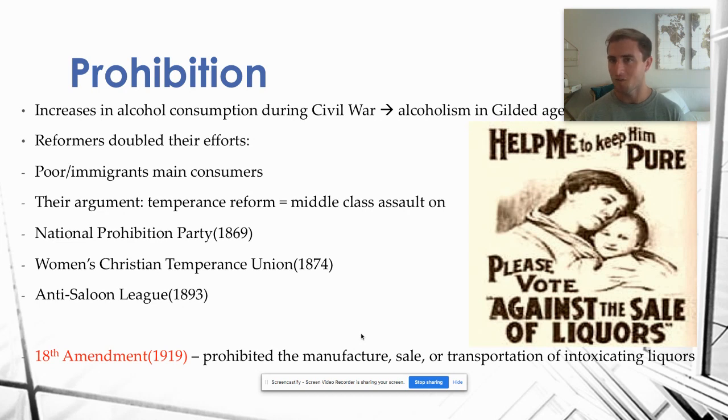And that's their main argument against the prohibition reformers. As is always, many of the reformers of prohibition are middle-class women. And the argument by the poor and these immigrants that are doing lots of the drinking is they're saying, well, this is a middle-class assault on the lower classes. And so this is something that they obviously are going to argue against. We see a bunch of different groups form: the National Prohibition Party, the Women's Christian Temperance Union, the Anti-Saloon League. When we get to 1919, that is where we will see our 18th Amendment, which prohibits the manufacture, sale, or transportation of intoxicating liquors. And that creates the Roaring Twenties bootlegging era, which we're getting close to.